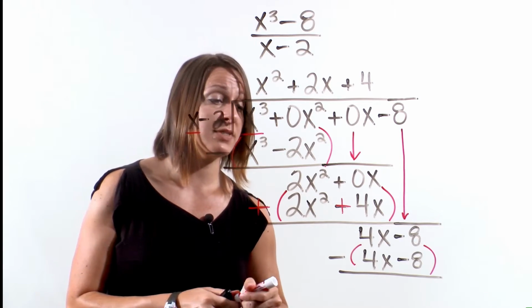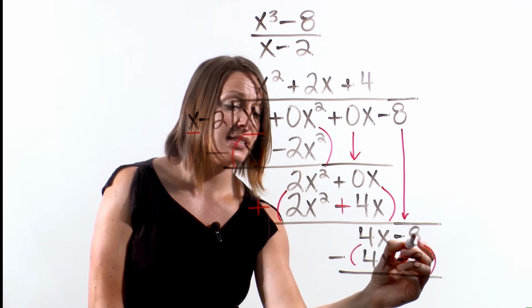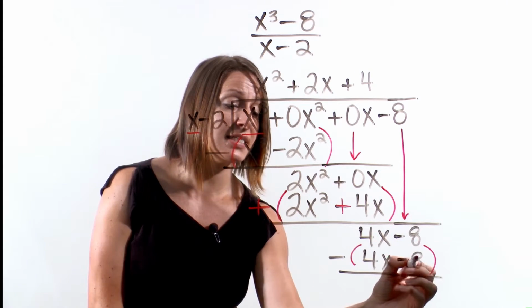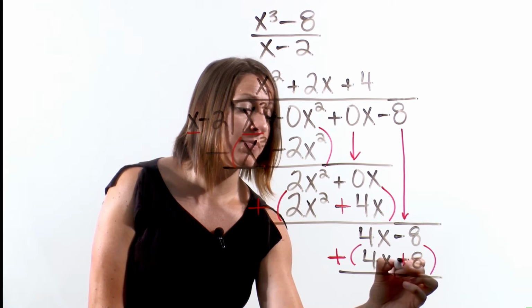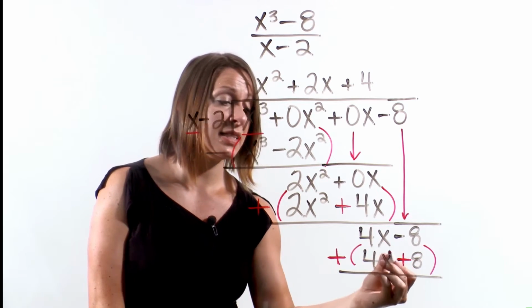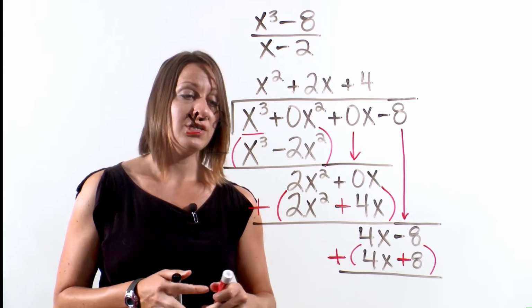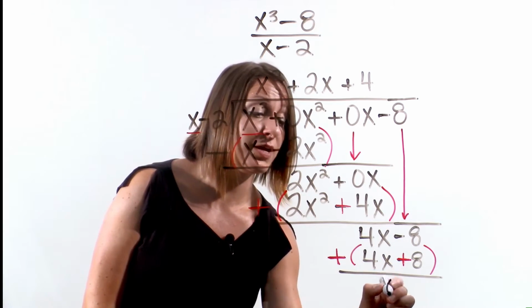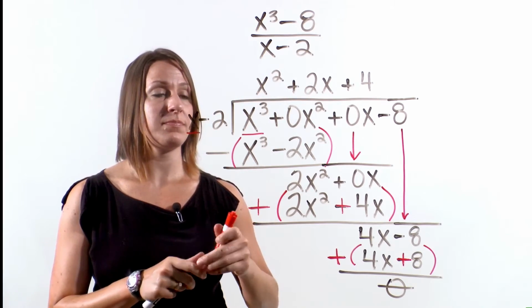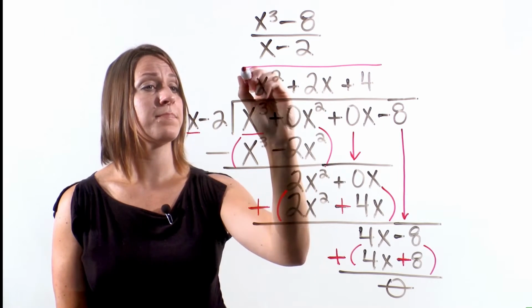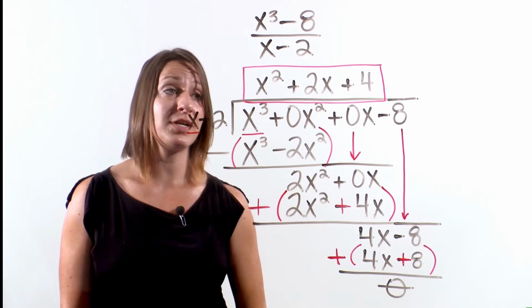And if you're having a hard time seeing that, you may want to try to add the opposite. Negative 8, instead of minus negative 8, we could look at it as plus a positive 8. And let me reread it. Negative 8 plus 8 is also a 0. So for this problem, we do not have a remainder. And so our answer is found up top. X squared plus 2x plus 4.